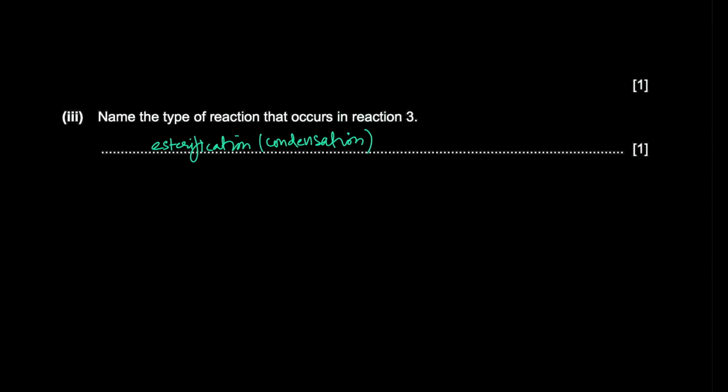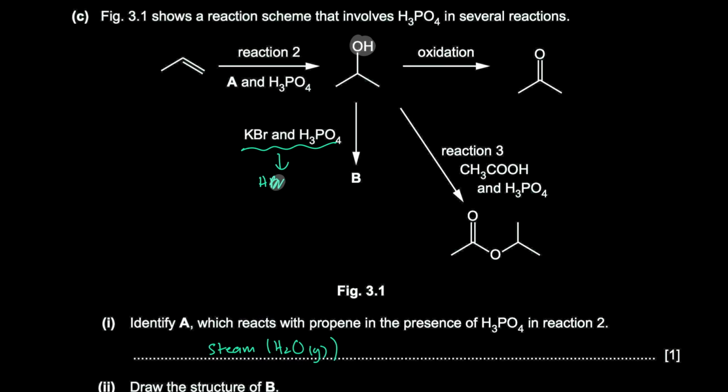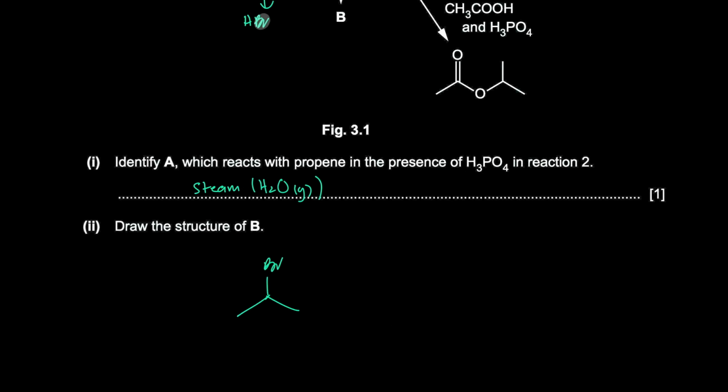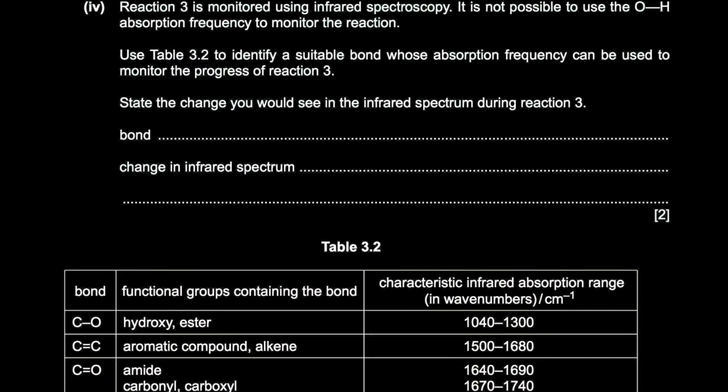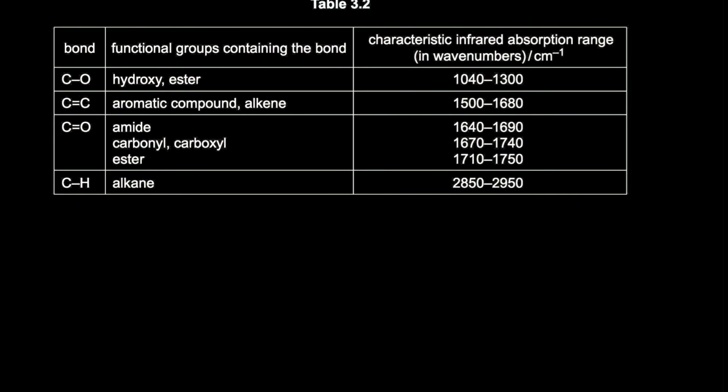Now, in reaction 3, you're converting the alcohol to an ester in the presence of a carboxylic acid. They're saying that you can't really use the OH peak to monitor the progress of the reaction. So what can we use over here? We can use the C double bond O peak, right? The reason is that the C double bond O absorption for an acid is slightly different from the absorption for an ester. This is not a very good way to monitor the reaction because there is some overlap in the peaks.